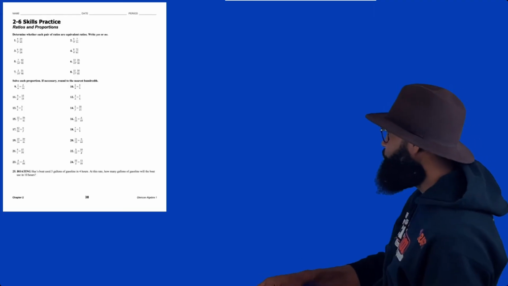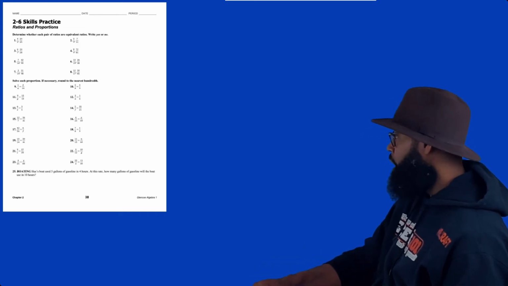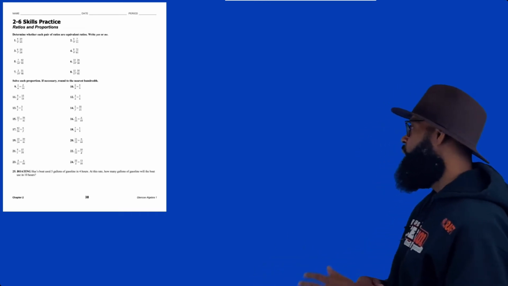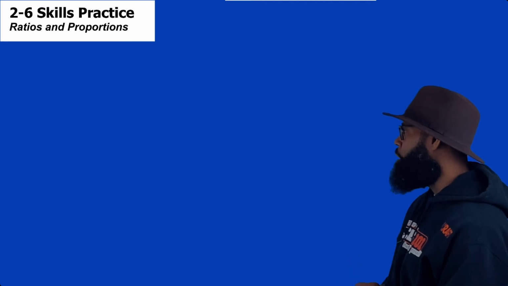First things first is, you guys see that beautiful handout? It's got a lot of problems on it. If we don't get to all 24, guys, don't worry. We're going to get to enough that you are comfortable. And again, guys, top half, bottom half.